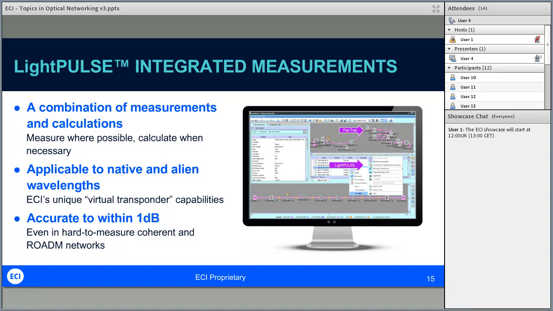The system is also very accurate. We can provide you a lot of supporting information to demonstrate that, to within 1 dB of actually making measurements with sophisticated test equipment. And it takes into account the problems that I mentioned before in terms of making measurements in coherent transmission and ROADM network environments.